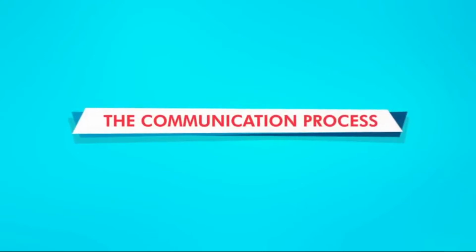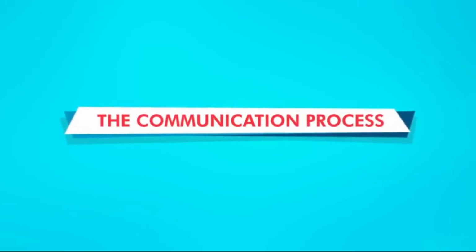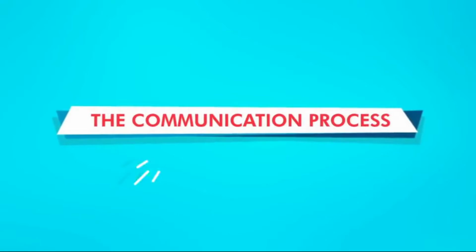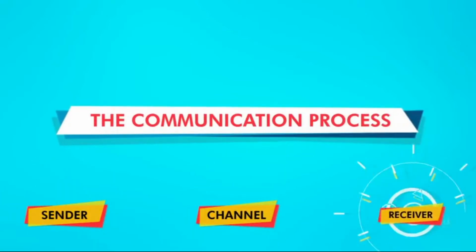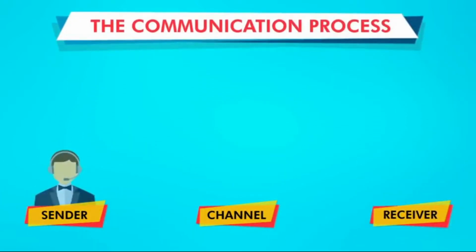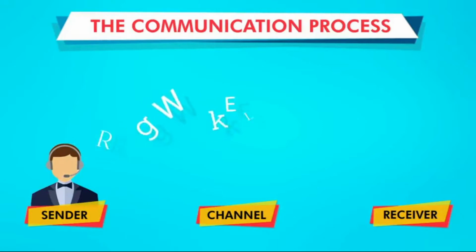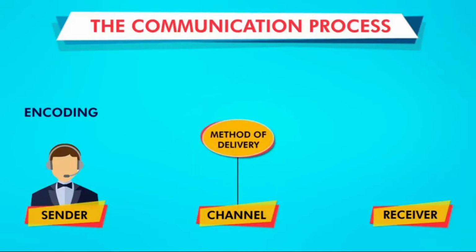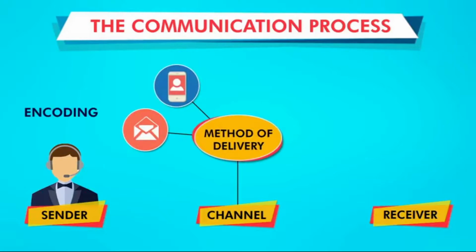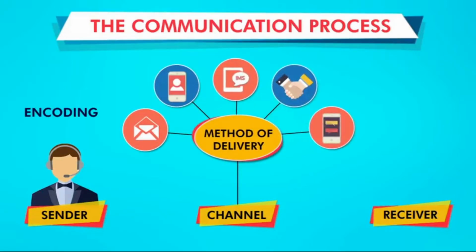The communication process is relatively simple and is divided into three basic components: the sender, the channel, and the receiver. The sender will initiate the communication process by developing an idea into a message. This is also known as encoding. The sender will then transmit the message through a channel or a method of delivery. Think of things like email, phone conversations, instant messages, face to face discussion, or even a text message.